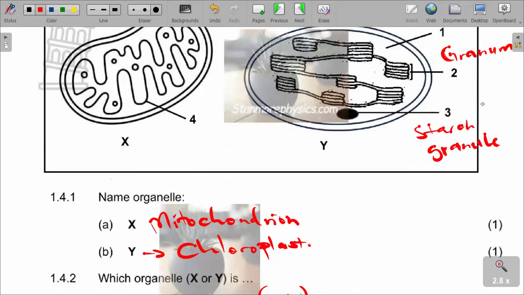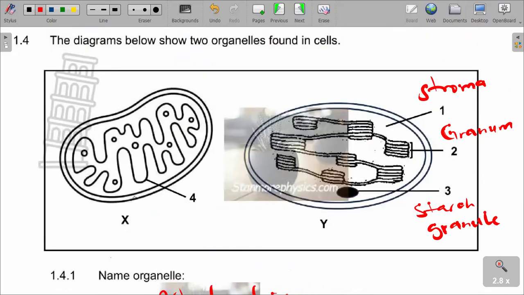It identifies the starch granule. And then, of course, 4. I was defining it last time again on the channel, the crest. The crest is, of course, identified by 4. So you shall see that this is 1, this is 2, of course 3, and then 4.